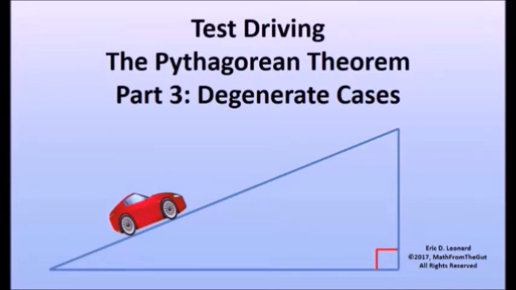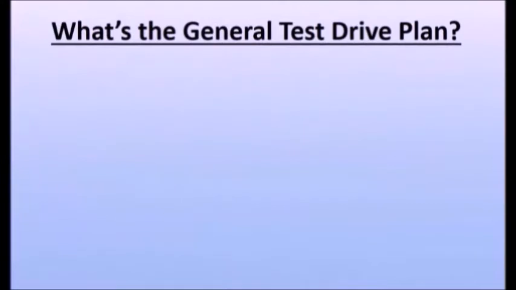Here, we are going to take our first test drive as we consider degenerate cases. In this case, degenerate refers to the triangle collapsing into a simpler object like a line or a point. But first, let's discuss how we'll tackle each of our test drives.